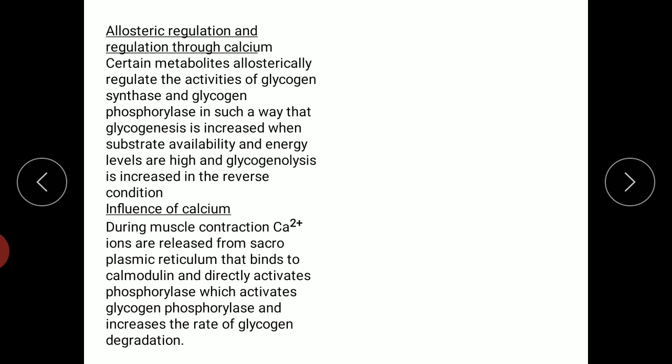Certain metabolites allosterically regulate the activities of glycogen synthase and glycogen phosphorylase in such a way that glycogenesis is increased when substrate availability and energy level are high, and glycogenolysis is increased in the reverse condition.